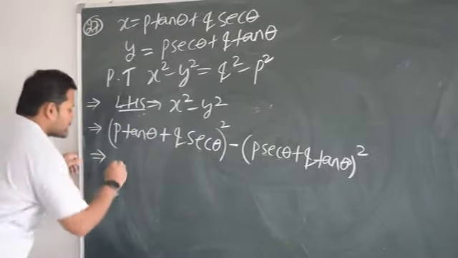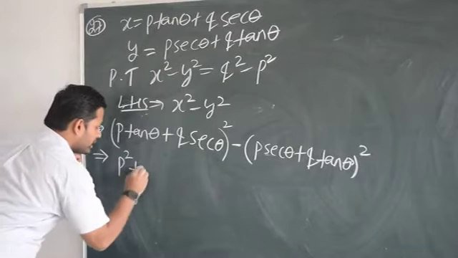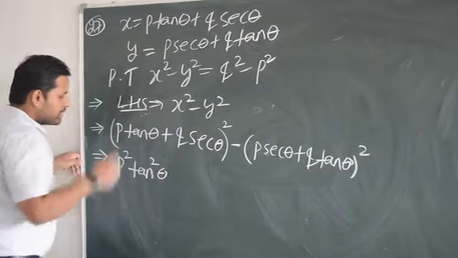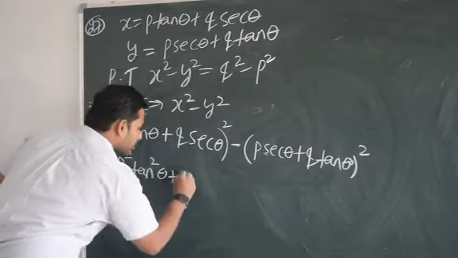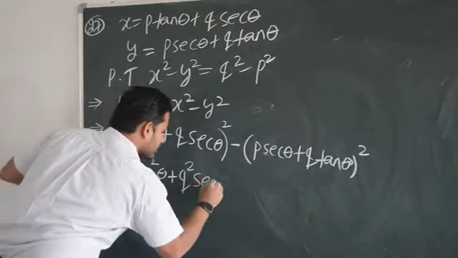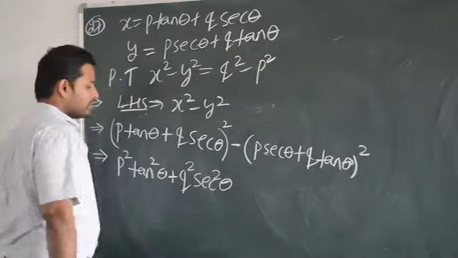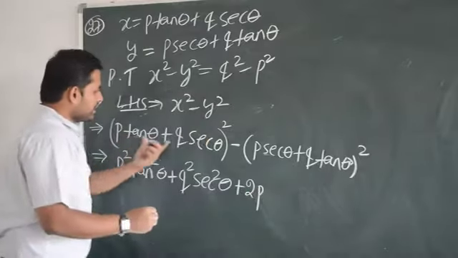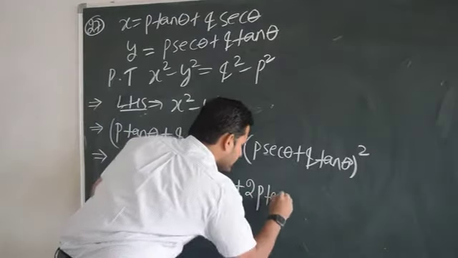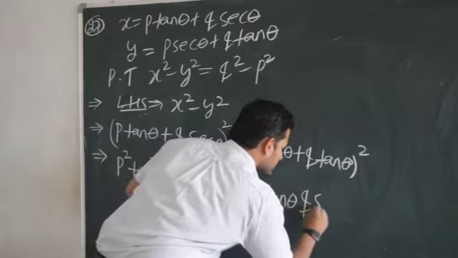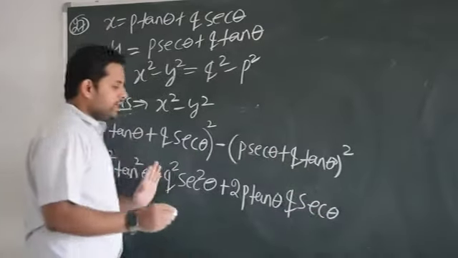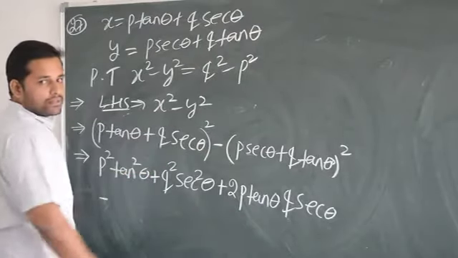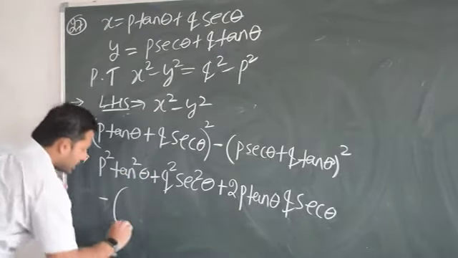That you know. So a square means p square tan square theta. P tan theta whole square means p square tan square theta. Plus q square secant square theta. This is also fine. Plus 2ab, so it becomes 2 into p tan theta into q secant theta. Is it fine? Now let me write minus also here. I need space for solving that also. So that's a minus again in a bracket.